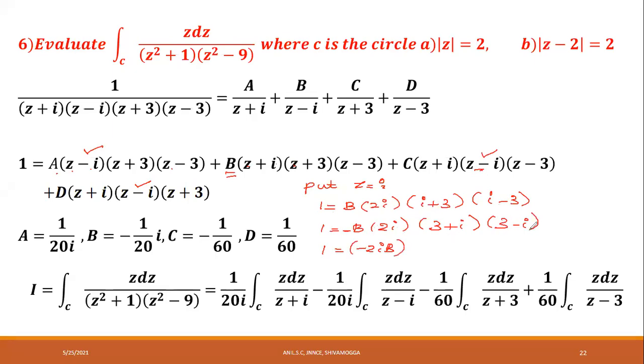3 plus i into 3 minus i is real part square is 9 and imaginary part square is 1. 9 plus 1, that is 10. Therefore, b is equal to minus 1 divided by 20i.